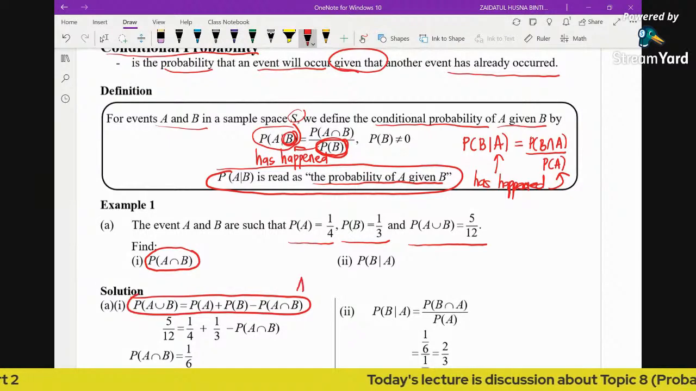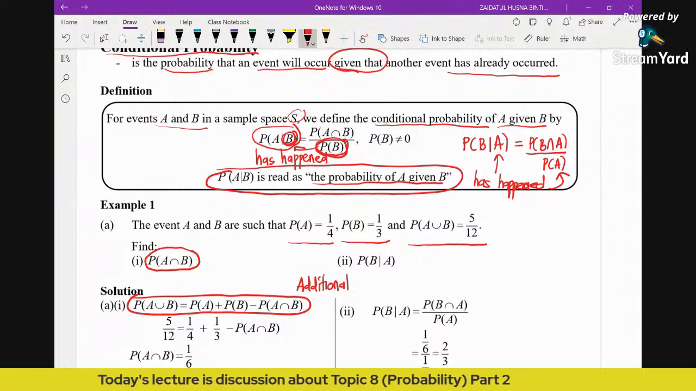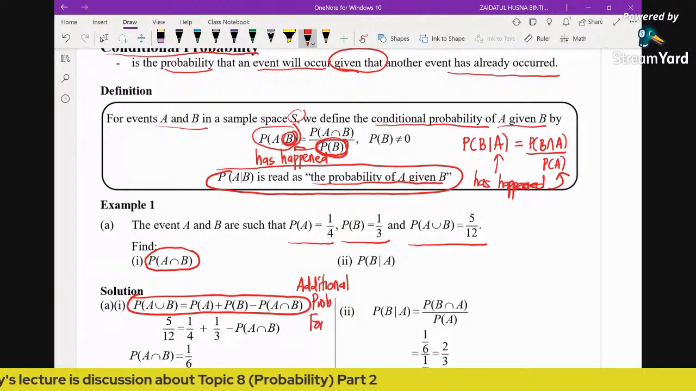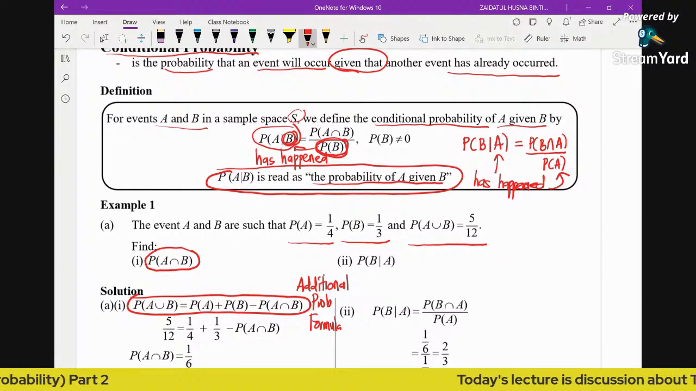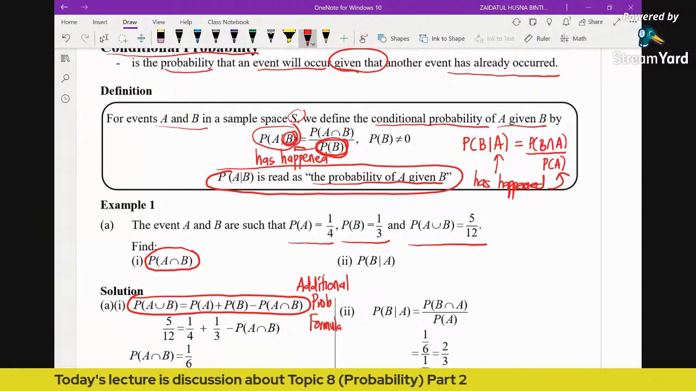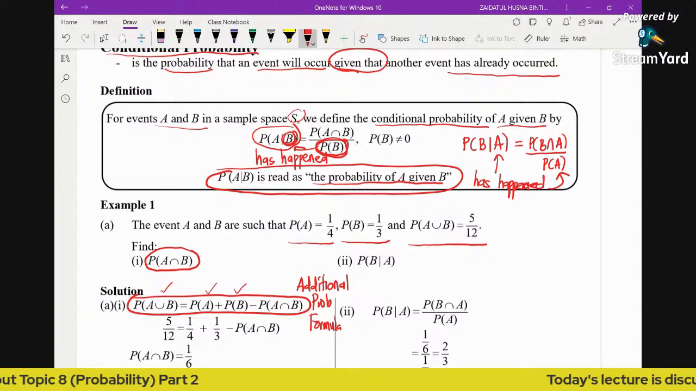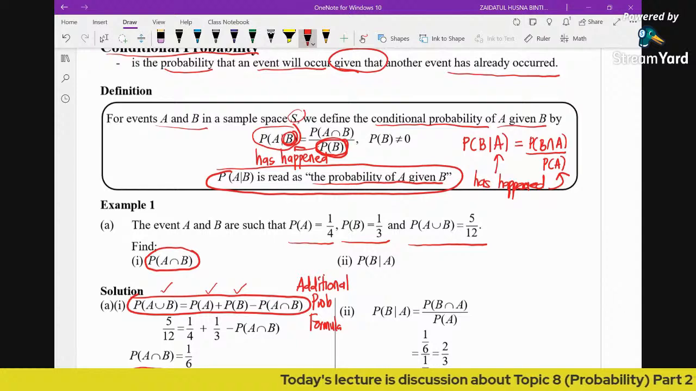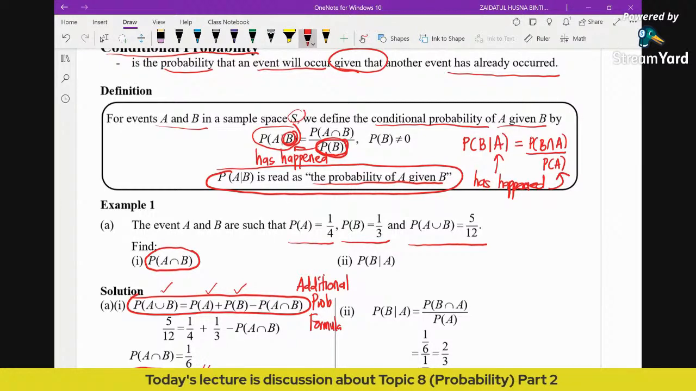This is the addition probability formula: probability of A union B equals probability of A plus probability of B minus probability of A intersect B. Now we are given these three, so we just need to find the probability of A intersect B. We rearrange so that the probability of A intersect B is the subject. Thus, we get the value 1 over 6.